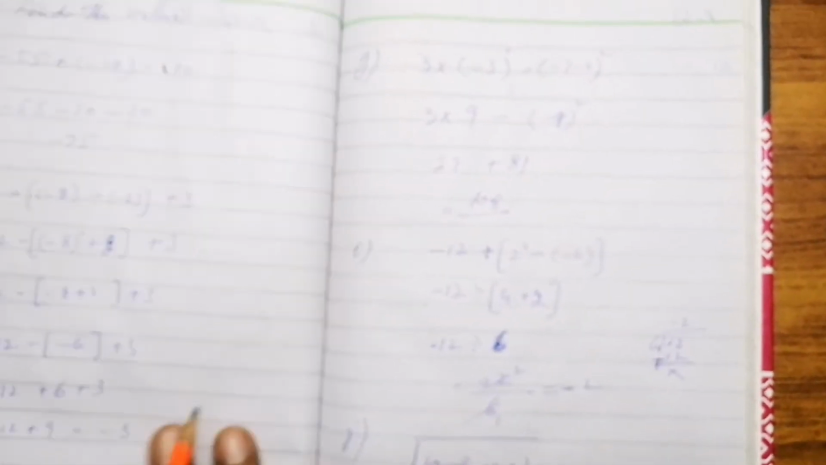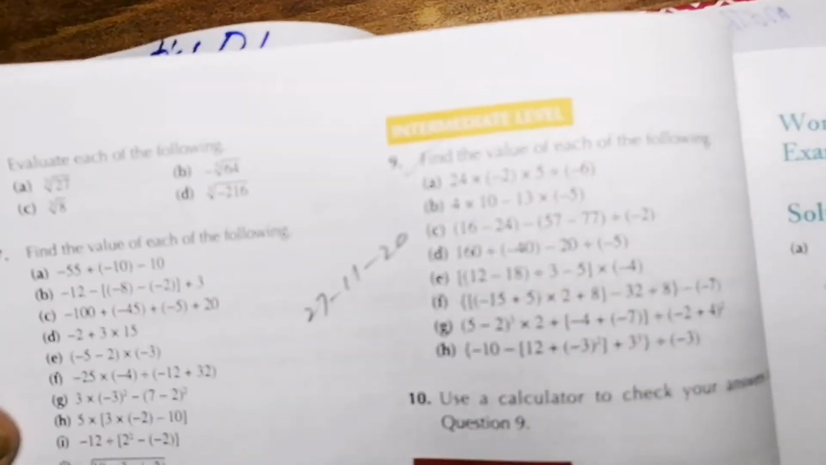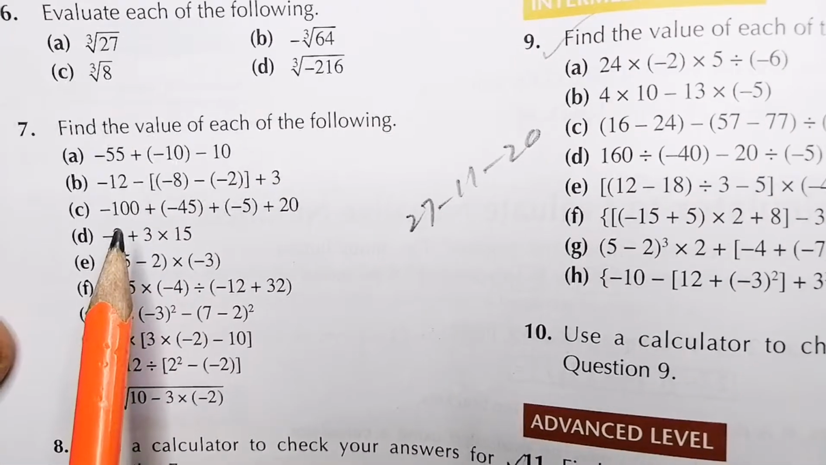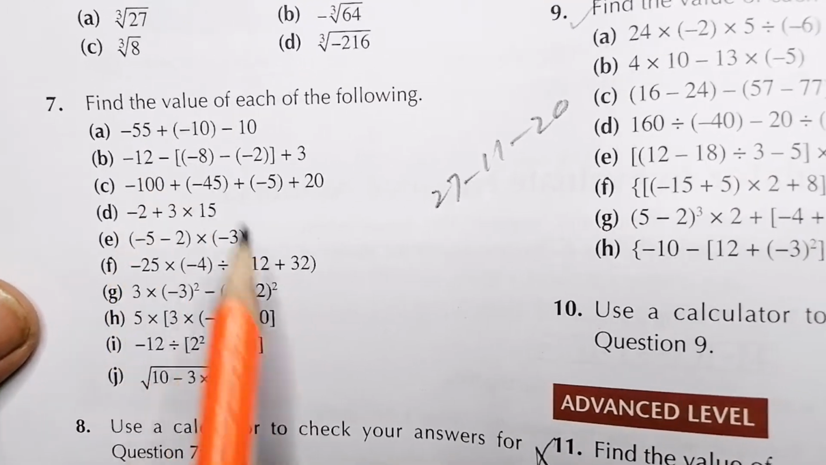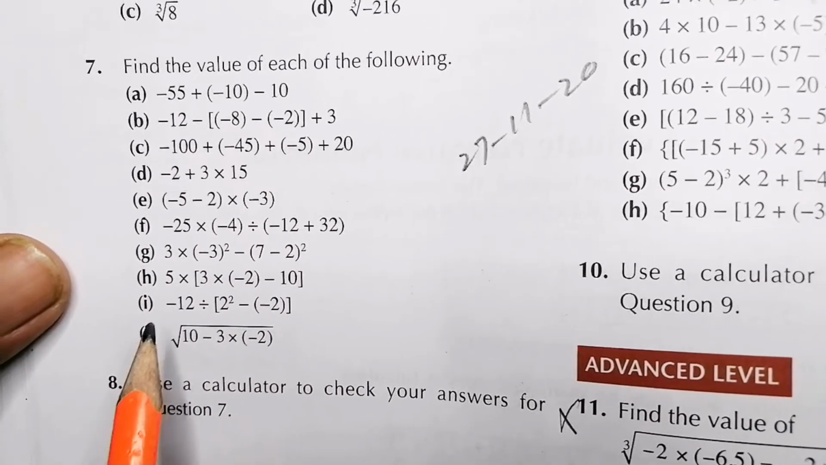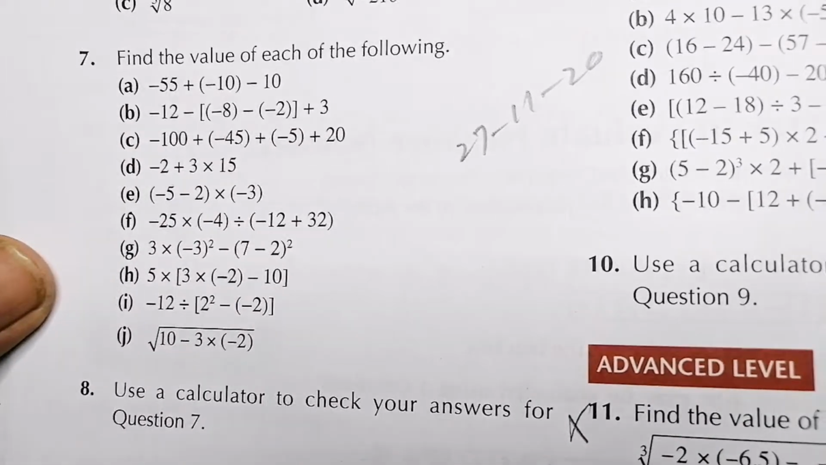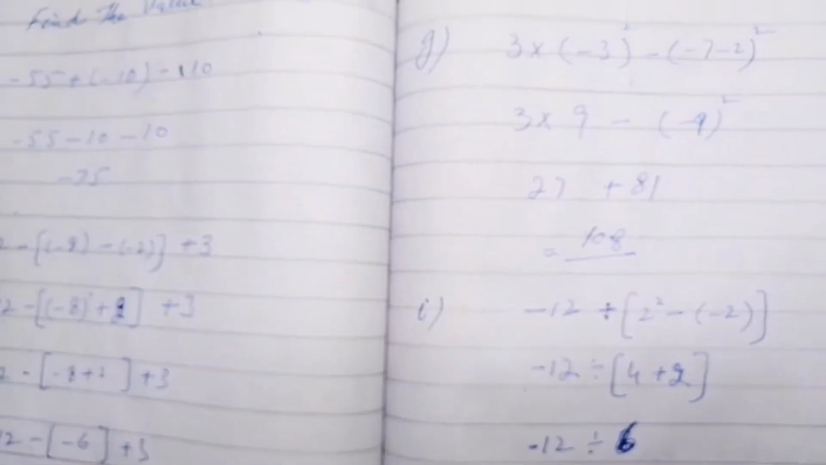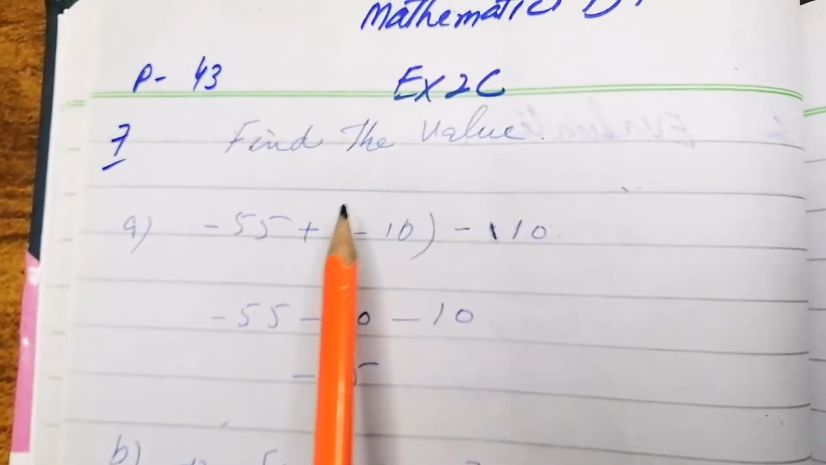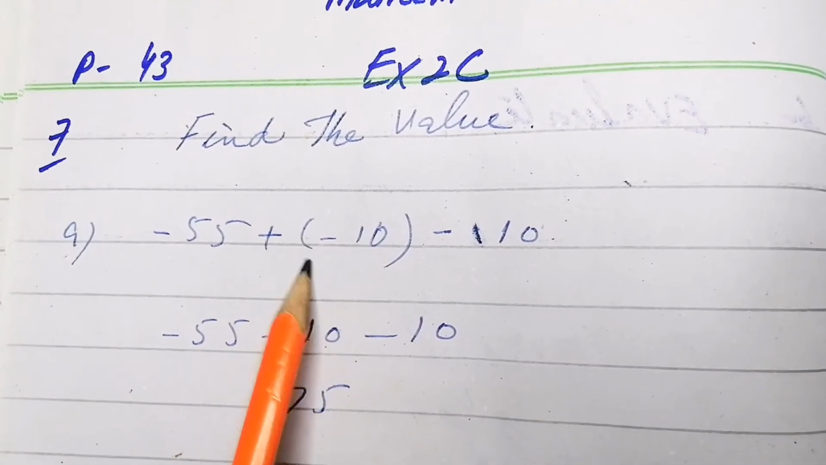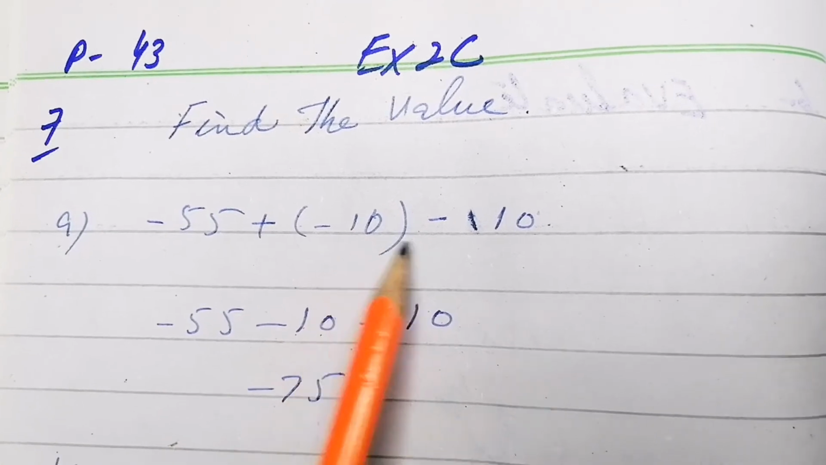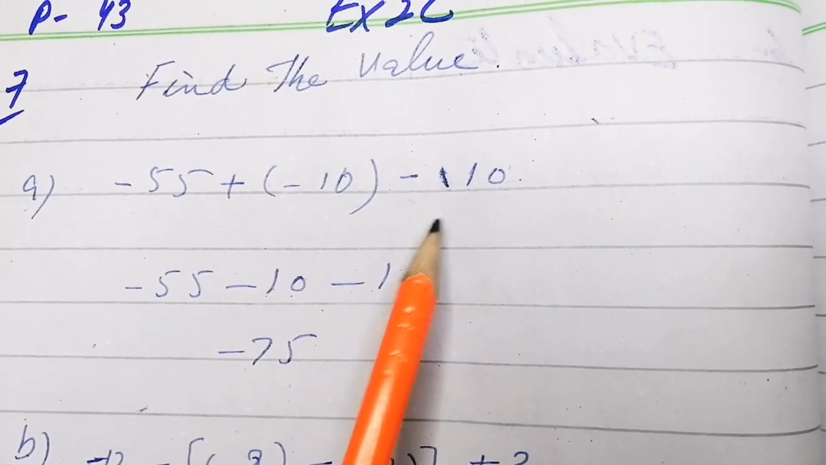Then question number 7 is there. Here you can see, find the value. Different operations are given here: multiplication, subtraction, addition and division. So we have to solve this. I have done a few parts for you, so you can see that. Question number 7, find the value, right? Minus 55 plus a bracket, parenthesis, minus 10 is given.